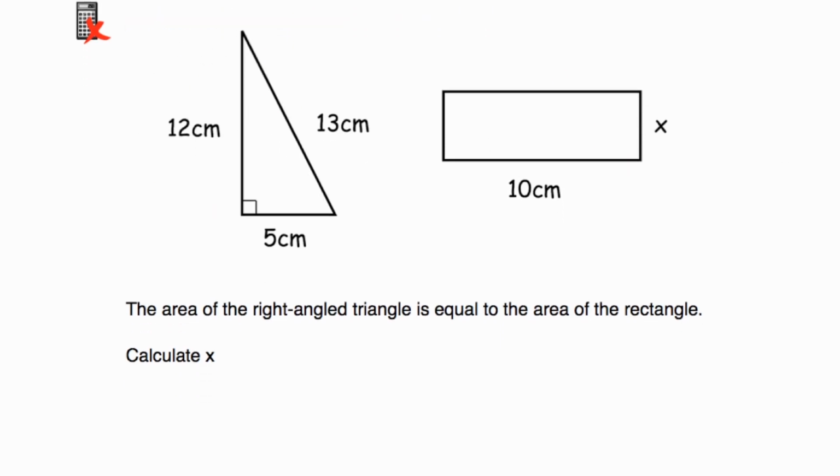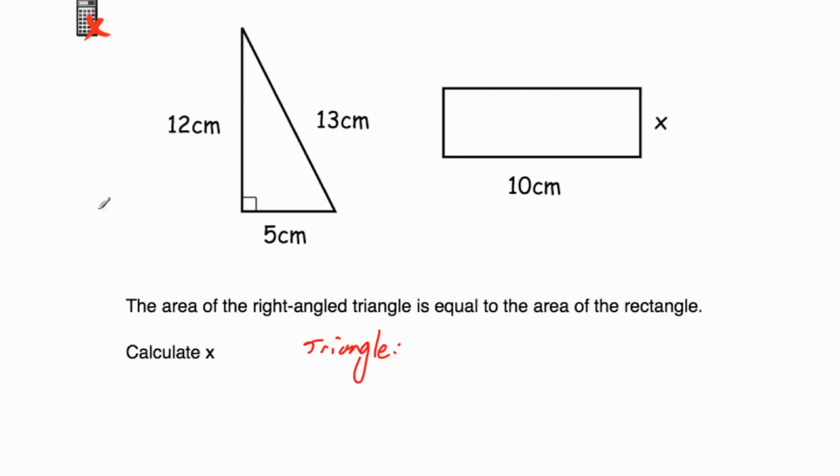So let's start with the triangle. The area of a triangle is equal to half the base times the height. So we need to do the base times the height and then half it. So I'm going to do a half of the base times the height. So the base is 5 and the height is 12.